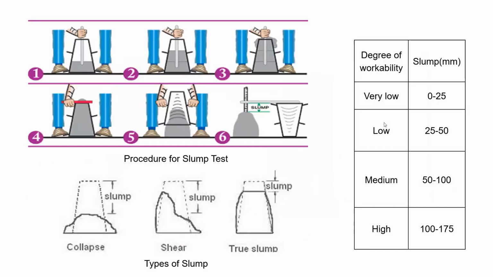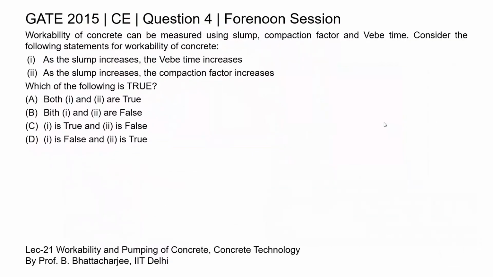So, now coming to the question. Statement 1 is, as the slump increases, VV time increases. No, VV time decreases. So, statement 1 becomes wrong. As the slump increases, the compaction factor increases. Yes, this statement is correct. So, we can say among these 2 options, statement 1 is false and statement 2 is true, which is given in option D. So, we can say option D is the correct answer for this question.